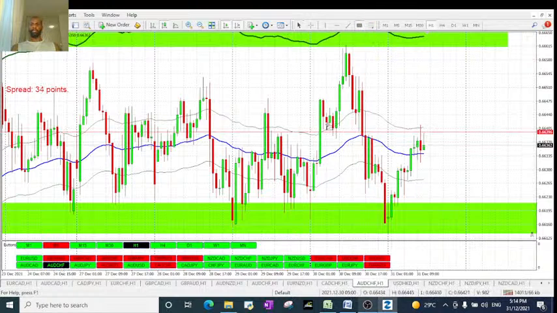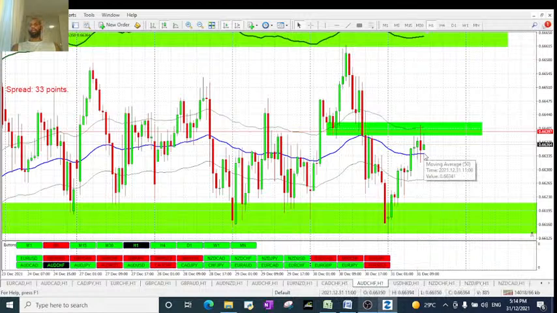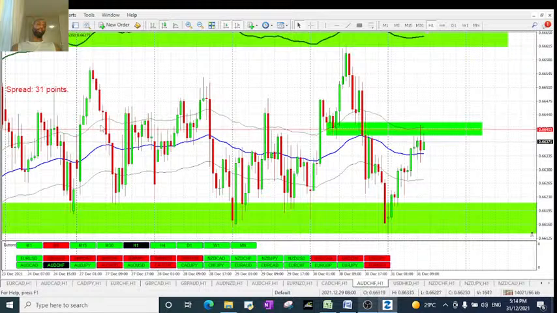So we have a resistance here. See how we came in, rejected, so there are sellers here. Let's see. Honestly, man, on a choppy chart like this, the best thing to do is just to trade the extremes.